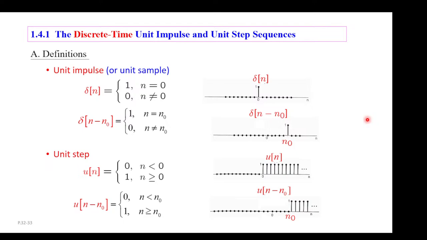This time we go over four very important signals. They are the unit discrete-time impulse and the discrete unit step function. The discrete-time unit impulse is just this function: it has a 1 somewhere and a 0 everywhere else. The discrete-time unit step function looks like this: it has 1, 1, 1, 1, 1 starting from somewhere and 0s at all negative time.